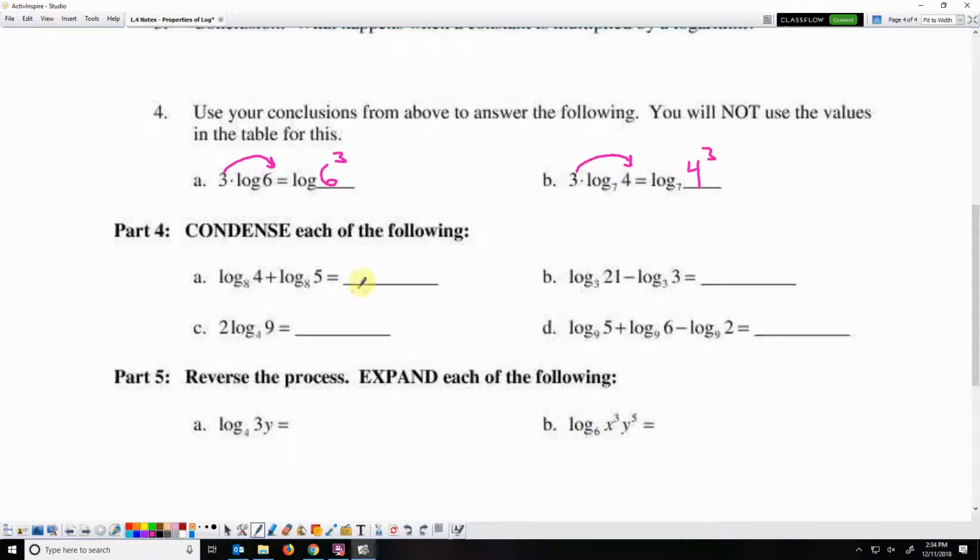So condense the following. So we've got log base 8 of 4 plus log base 8 of 5. That is log base 8, 4 times 5 is 20. Log base 3 of 21 minus log base 3 of 3 is log base 3, 21 divided by 3, 7. 2 times log base 4 of 9, so I can move that back there as an exponent, so that's log base 4 of 9 to the second power, which I could also simplify to 81.